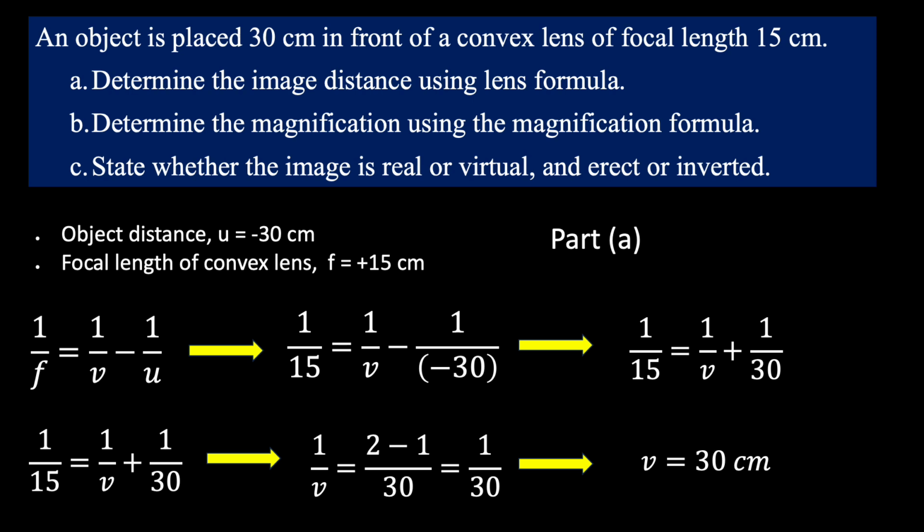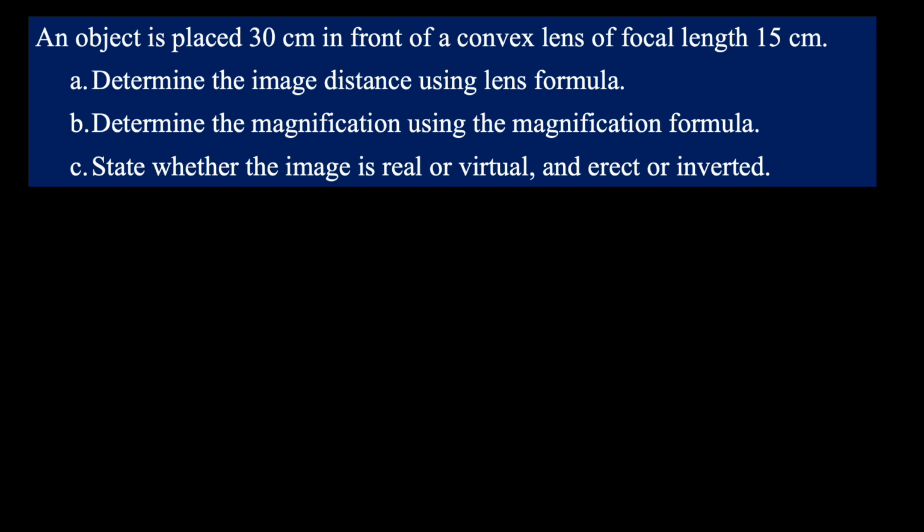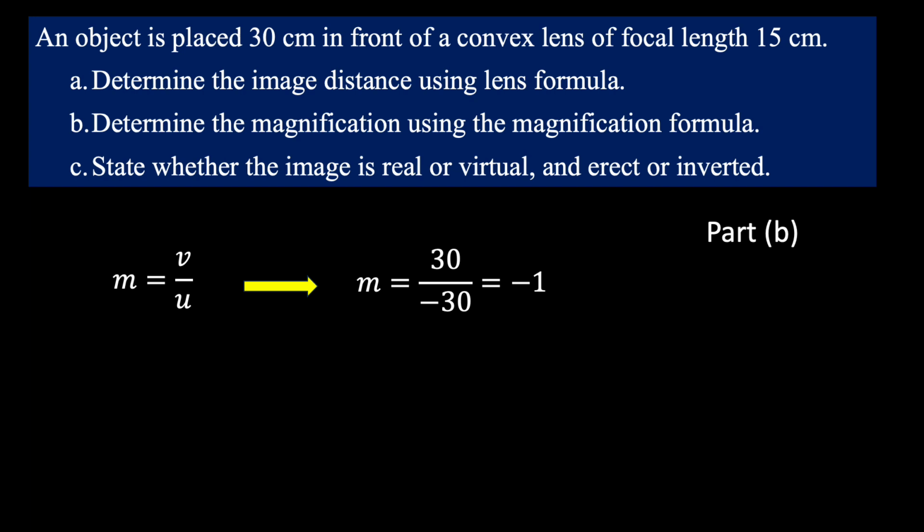Now let's solve part B. You can just pause the video and try to solve and then verify the answer. Magnification is V divided by U. We have already calculated V and U was given in the problem. So M is equal to 30 divided by minus 30, which gives us negative 1.